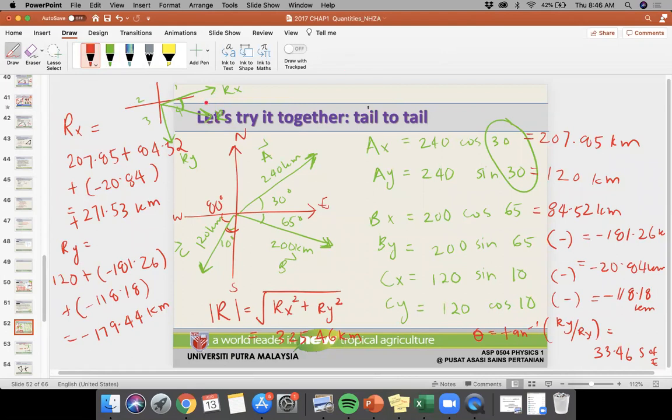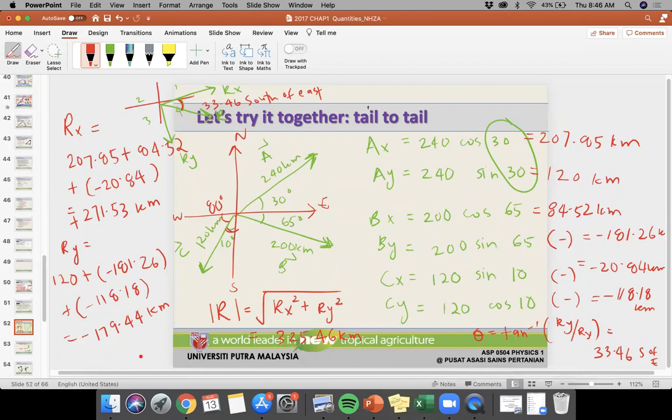Write it nicely. 33.46 south of east. The reference is east. I'm going along east, and then 33.46 towards the south. So it's this one. Any questions for me? Okay, everyone's okay?